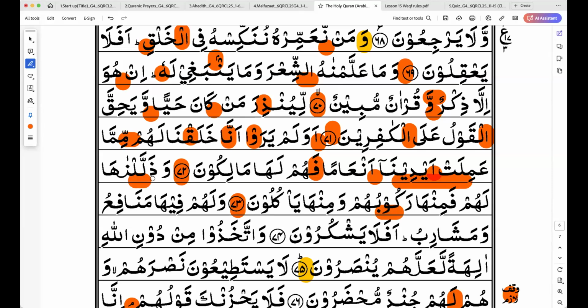Jazakumullah. From the side, can you read this word once again? Can you look clearly once again and try once again? Much better. But it is wa zallalnaha. Okay? Note the shadda, so there is a little bit of stress on the first lam.